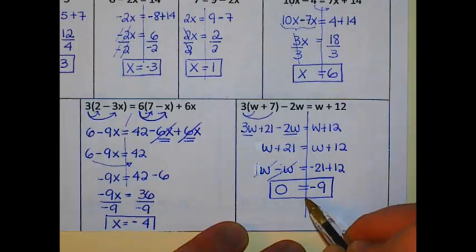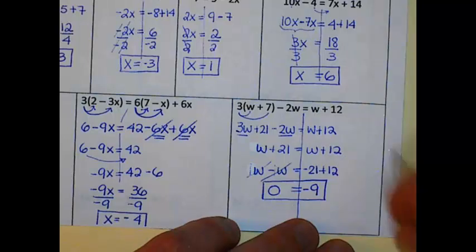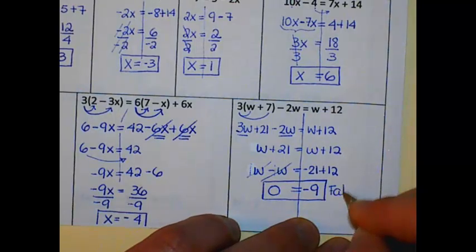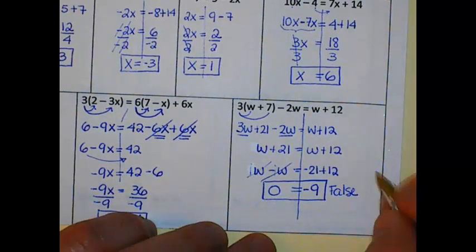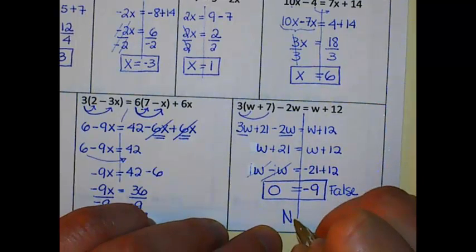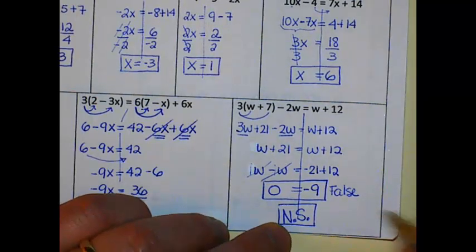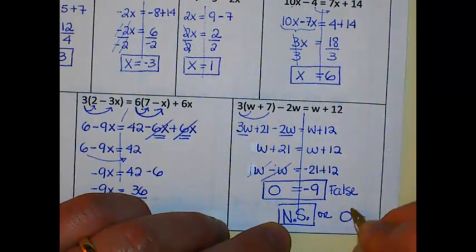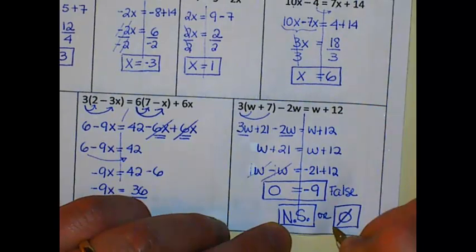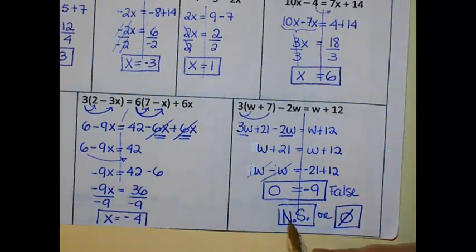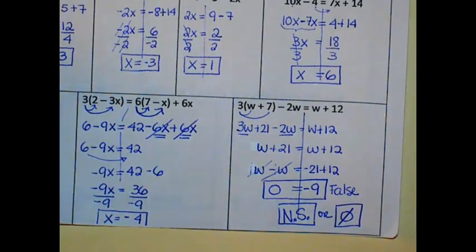In this case, is the statement true or false? Well, 0 does not equal negative 9, so this is a false statement. If you have a false statement, you're going to write no solution. Okay, and you can abbreviate no solution with NS, or you can use this symbol right here, which means no solution. Alright? So, no solution, or the symbol of no solution. Okay? Very well. Let's go on to the back side of this paper.